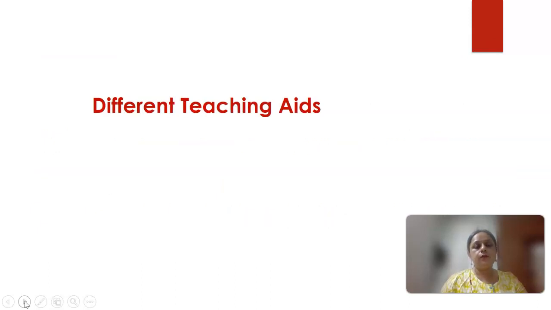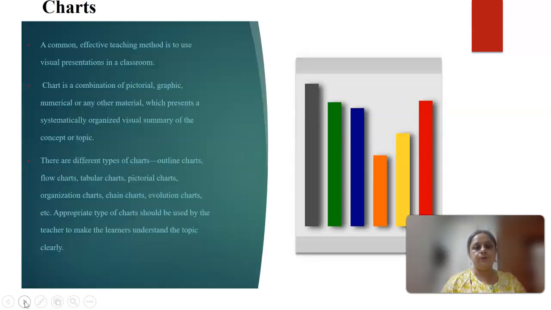Now, we're going to be discussing the different teaching aids that are available and that could be used in any classroom. The first one is charts, and as we all know, it is used for visual representation. One of the most common and effective teaching methods is to use visual representation in class, and that could be done with the help of charts. Charts are a combination of pictorial, graphical, numerical or any other material which presents a systematically organized visual summary of the concept or the topic.